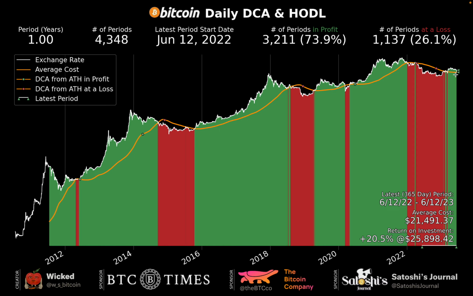Maybe something that's a little bit more relevant to people wondering, would you be at a loss or in profit if you had started daily DCAing exactly 1 year ago? Well, that's what these indicators at the end here are showing, right? It's showing whether you'd be in profit or at a loss. And in this case, if you had started daily DCAing exactly 1 year ago, you'd be in profit. The orange line is below the white line at the end here.